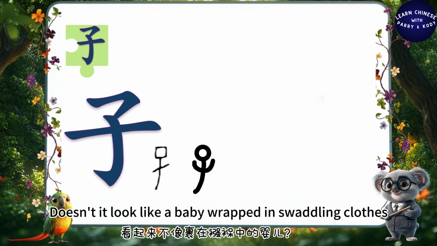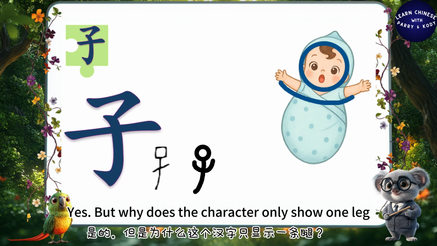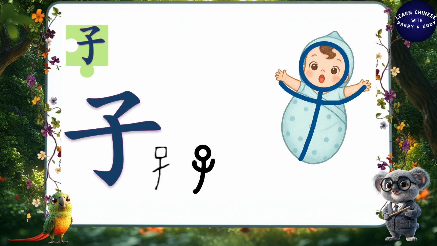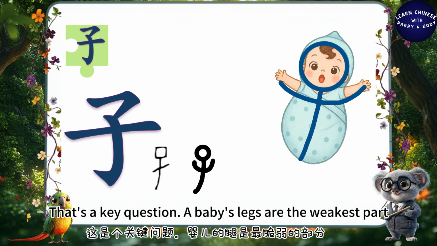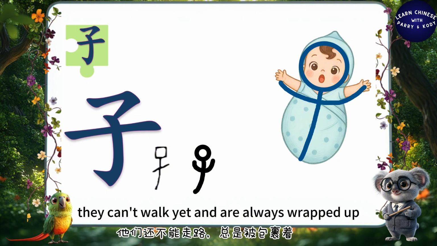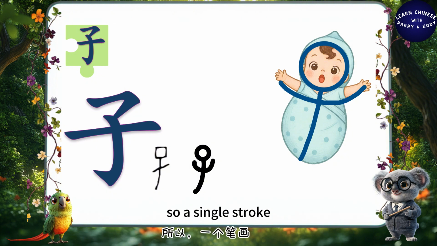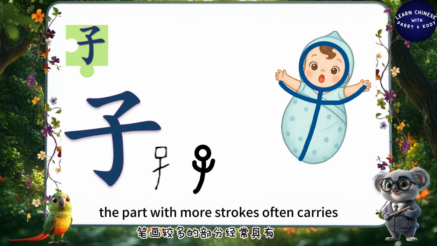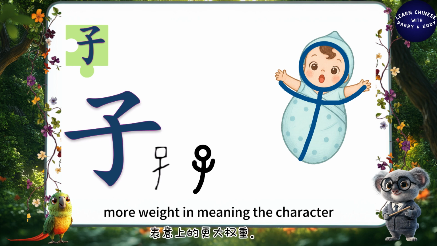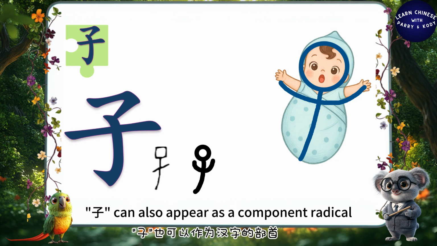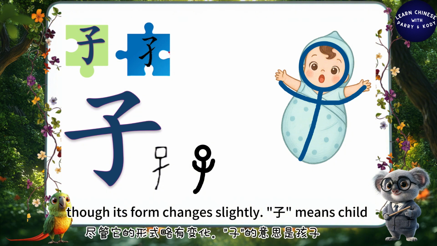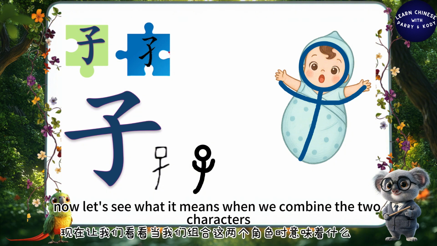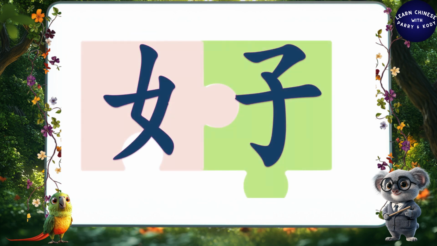Doesn't it look like a baby wrapped in swaddling clothes? Yes, but why does the character only show one leg? That's a key question. A baby's legs are the weakest part. They can't walk yet and are always wrapped up, so a single stroke is used to represent that softness and fragility. In Chinese characters, the part with more strokes often carries more weight in meaning. The character 子 can also appear as a component radical, though its form changes slightly. 子 means child. Now, let's see what it means when we combine the two characters 女 and 子 together.